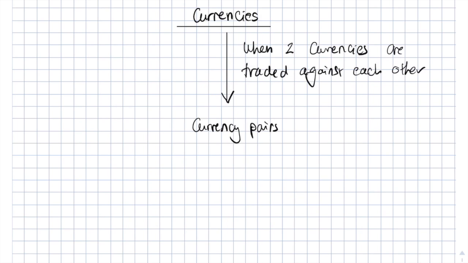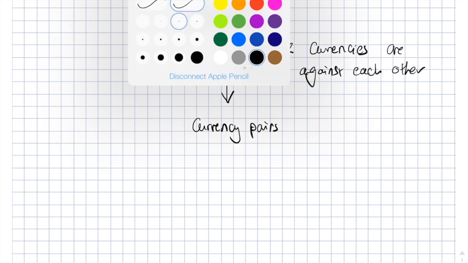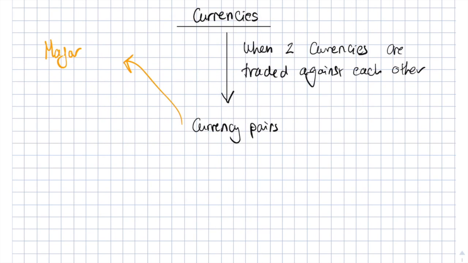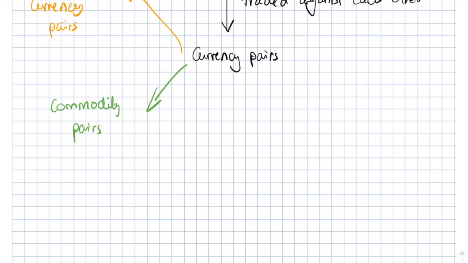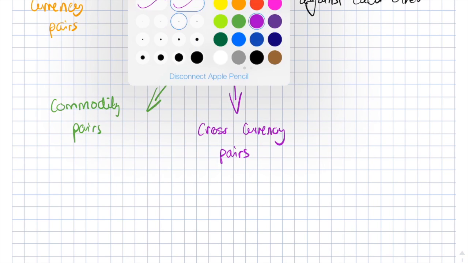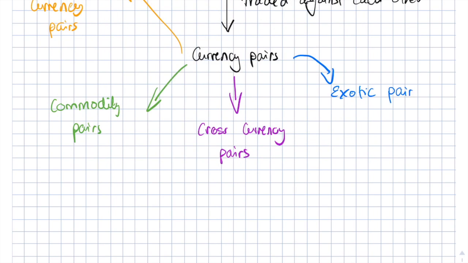And I will be explaining the four types of currency pairs. The first one are called major currency pairs. The second are called commodity currency pairs. The third are called cross currency pairs, and the fourth are called exotic currency pairs.